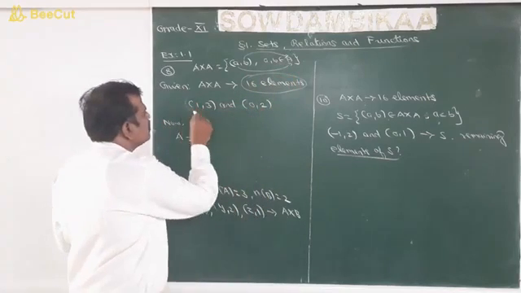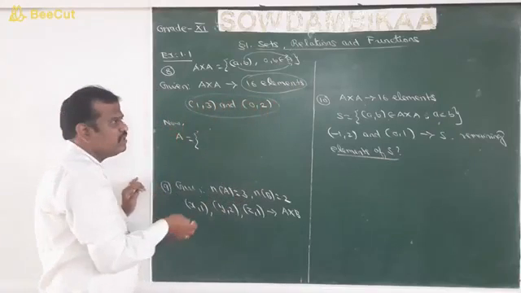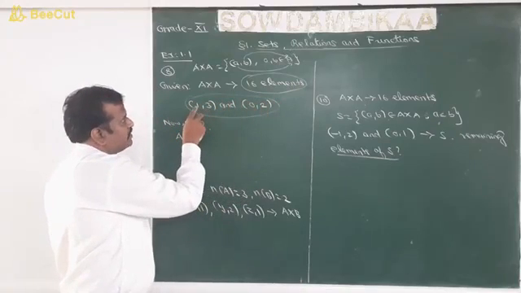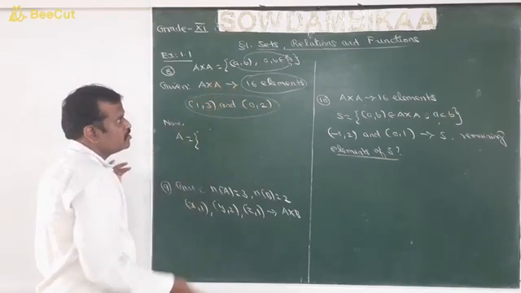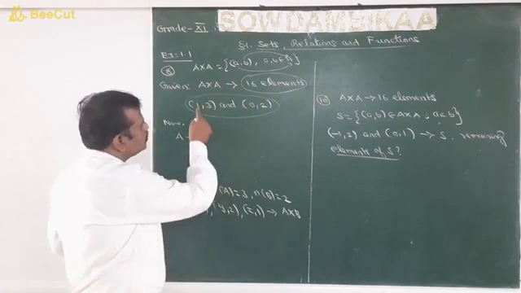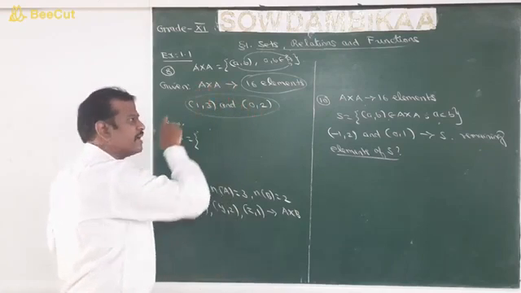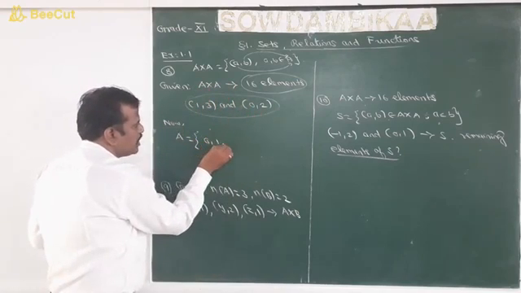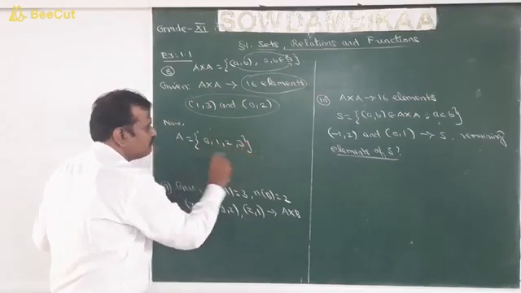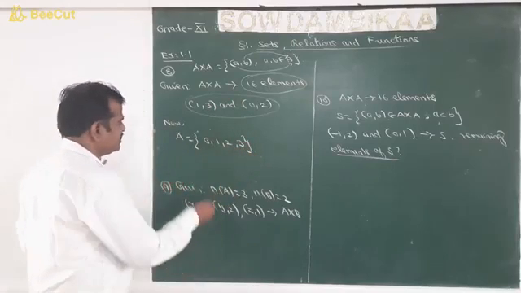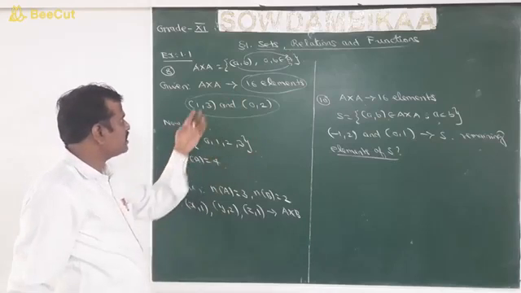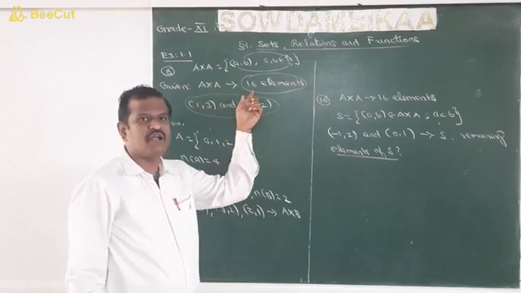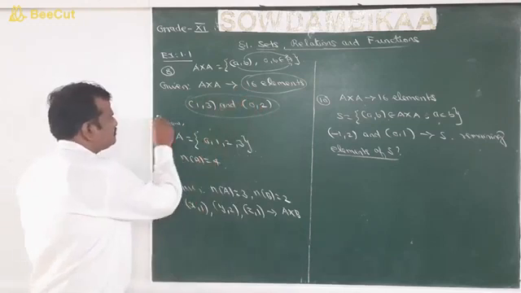So since these are the elements of A cross A, the ordered pair, that is A comma B, A belongs to capital A and B also belongs to capital A. So because of that rule, these 4 elements are the elements of capital A, that is 0, 1, 2 and 3. So N of A is equal to 4, and hence N of A cross A is equal to 4 into 4, which will become 16. So this is the answer.